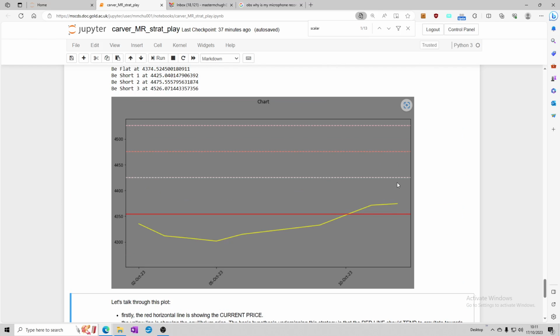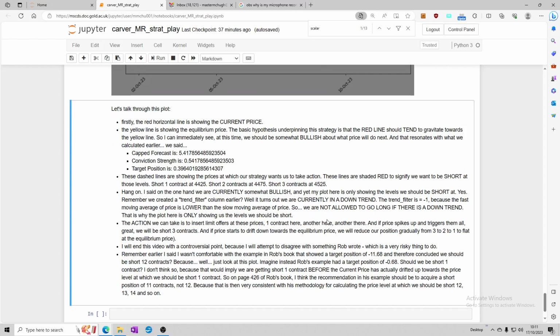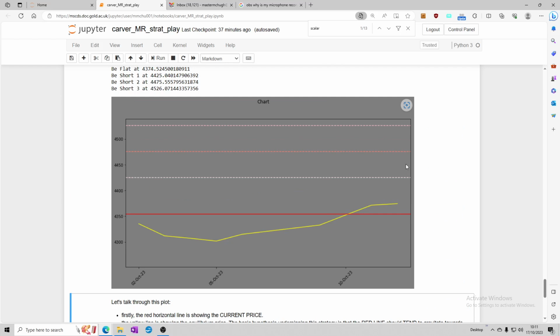One contract's short here, another short here, another to go short up there. So if the price today spiked up and triggered all 3, that's good. We will be short 3 contracts. And if today the price then starts to drift down, it will come here. And now our line is saying you want to be short 2 contracts. So actually we need to have bought a contract to get rid of one of them.